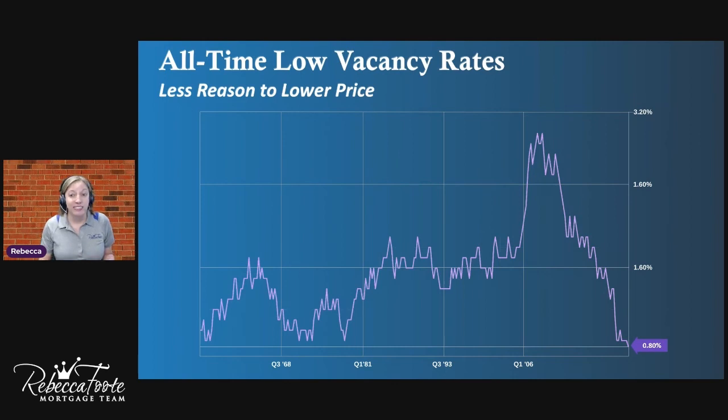Now, in 2006, you can see vacancy rates were around 3%. So, because of the way the market was then and people paying all those large bills, they were very quick to do price reductions to get rid of the extra homes that they had. Now, vacancy rates here are less than 1%. We're at all-time lows for vacancies. People don't need to do price reductions to sell homes. We're just not in that market.